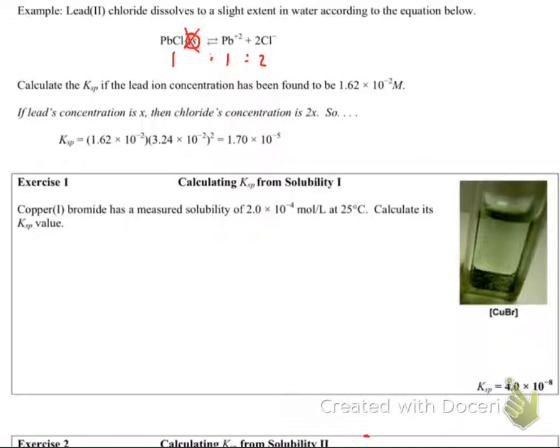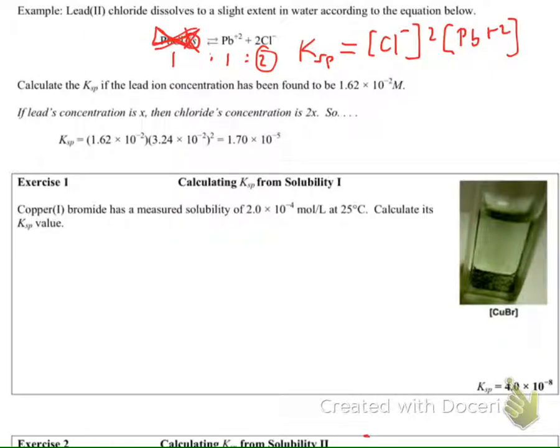Okay, so the solid, when we're writing our K equation like we did in the last unit, this time we're going to write KSP though. We still write the products over the reactants, but because there's no aqueous or gaseous reactant, it's just going to be the products raised to their coefficients. I apologize for messing that up. Cl minus squared, looking at its coefficient, times Pb plus 2. And so that's our KSP value.